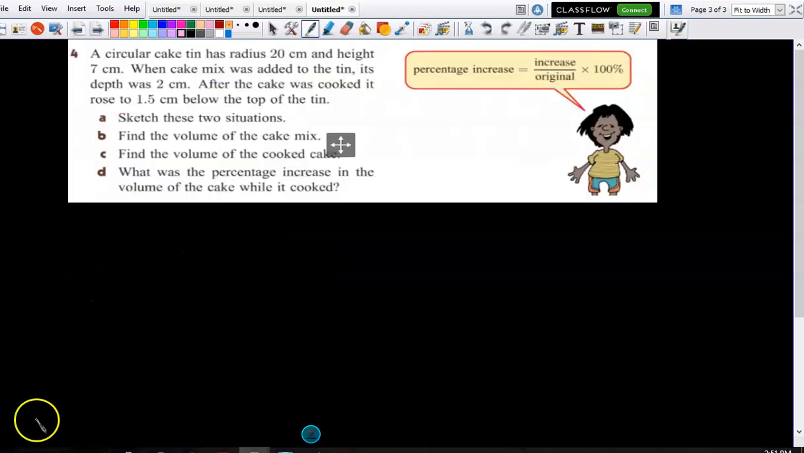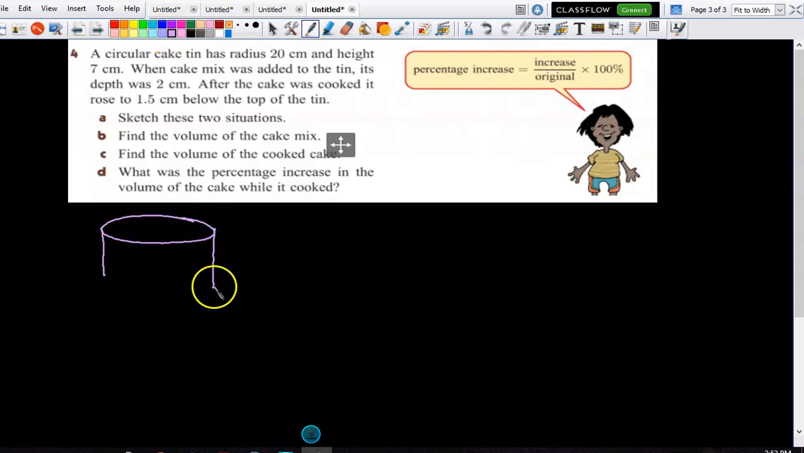All right. If you're playing at home, question 4 was the next one. So we've got a circular cake tin, has a radius of 20 centimetres. Here we go. All right. It has a radius of 20 centimetres, 20, and it has a height of 7. When cake mix was added to the tin, its depth was 2 centimetres.